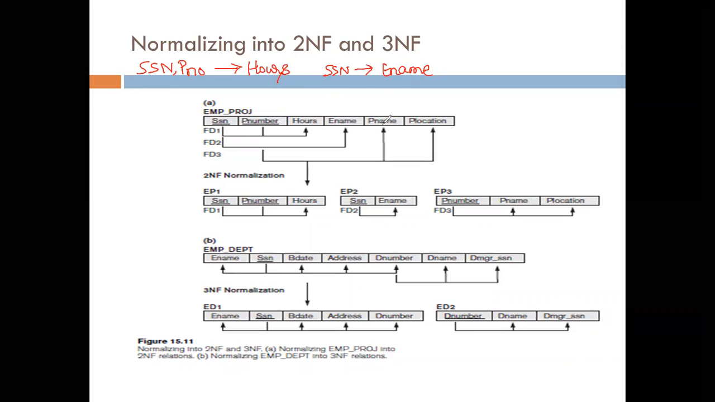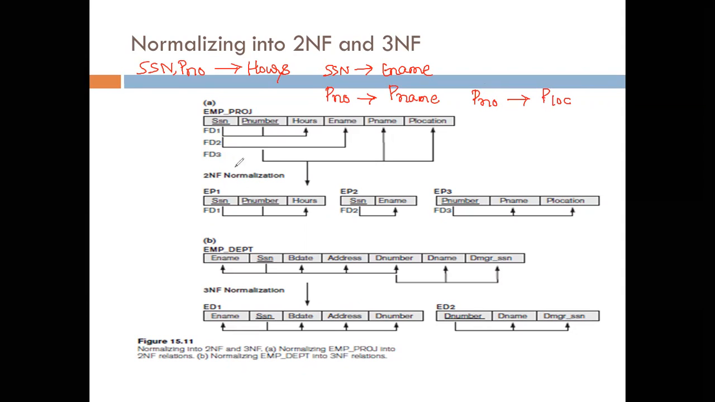So next non-prime attribute is project name. Project name depends on project number. So project number will determine the project name and project location. Again, project location is dependent on project number only. It doesn't depend on SSN.